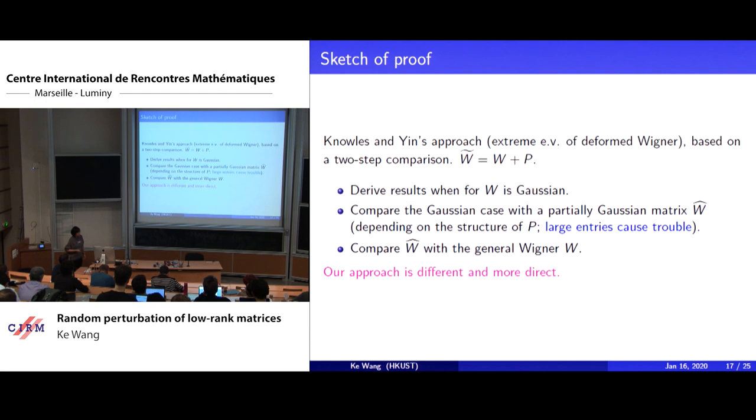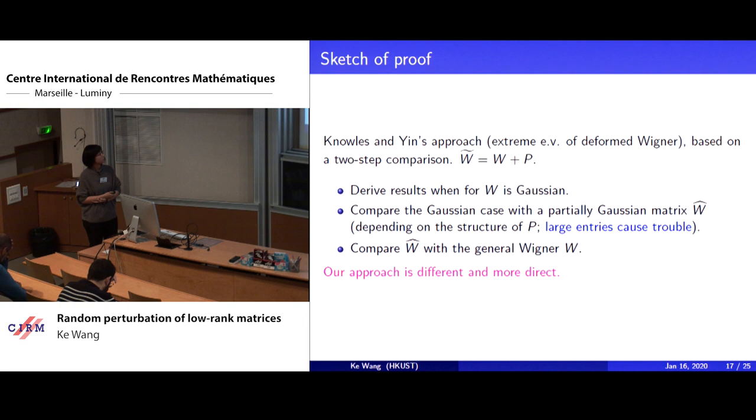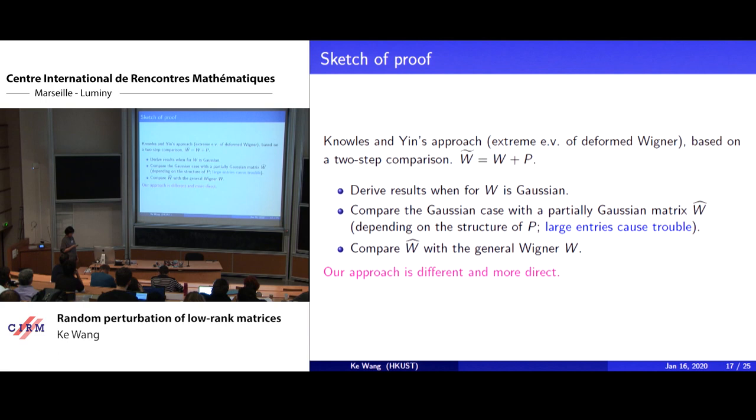So I want to say something about the proof ideas. I want to mention that the idea in Nolan's and Yin's approach is actually based on a two-step comparison method. When you consider the deformed Wigner matrix, W theta equals W plus P, it first derives the result when W has Gaussian entries, and then reconstructs the partially Gaussian matrix W hat, depending on the structure of the deformation matrix. So the entries of W hat are almost Gaussian. And then you derive the result for W hat, and from W hat, you can derive the result for the general Wigner matrix. So actually, we are going to take a different and more direct approach.